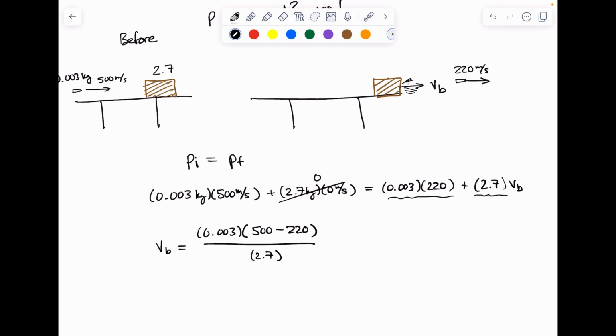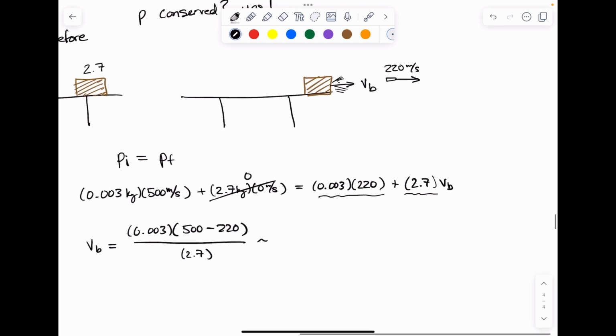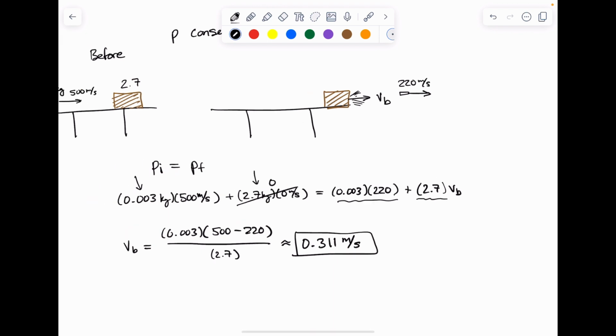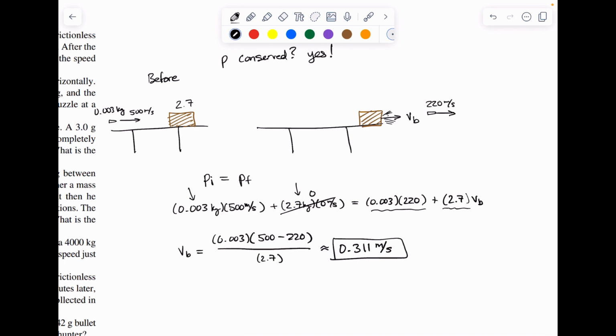So let's see what we get. We get 0.003 times 500 minus 220 divided by 2.7. We get a velocity of 0.311 meters per second. Again, always make sure your units match up on both sides of your conservation equation. So you have to convert that to kilograms because this is in kilograms. Otherwise, you're going to get really crazy numbers.